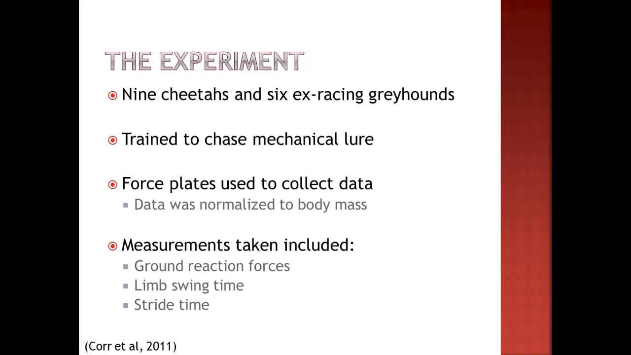Their experiment used 9 cheetahs and 6 ex-racing greyhounds, all of which were of a mature age and were healthy. They measured the back length and limb length of the animals, and the animals were trained to chase after a mechanical lure and were observed with high-speed cameras, the setup of which I will show you on the following slide. Force plates were used along the track to collect data, and all data collected from those force plates was normalized to body mass. Some of the greyhound measurements also included recordings from a race, and the measurements they were looking at overall included things such as GRFs, the limb swing time, and stride time.